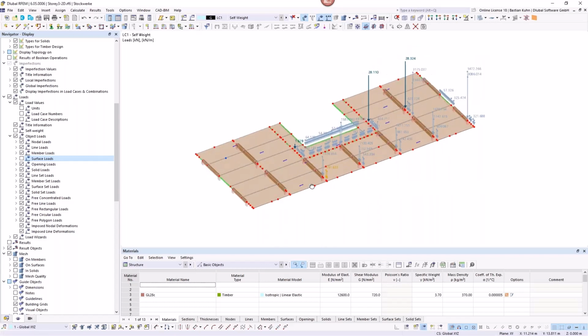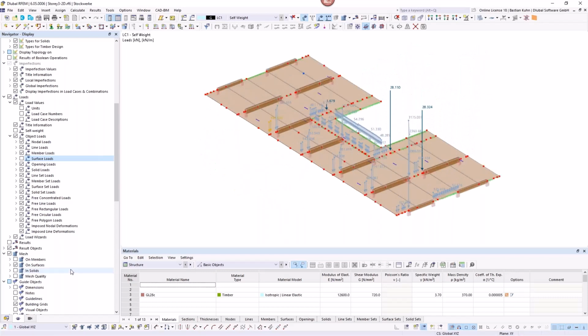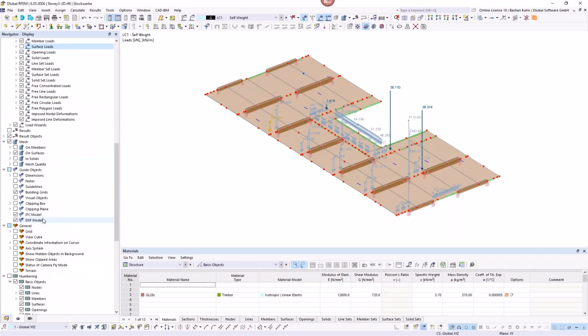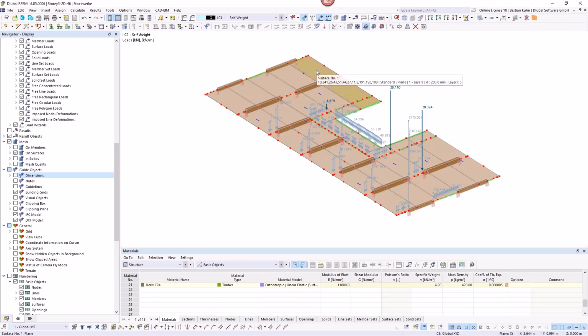I would like to show you also the dimension of this structure that we are analyzing today. Therefore, I just shortly switch them on. It has a length of nearly 30 meters and a width of 12 meters. I have several CLT plates in here. They are divided in an order that they also can be produced and brought to the assembly. That's essential that this is possible.